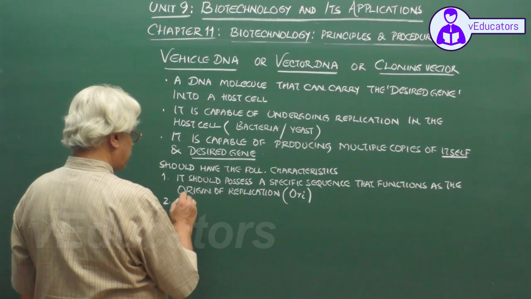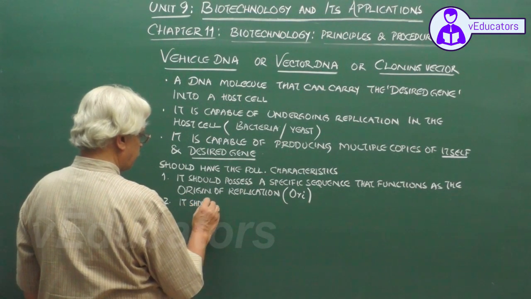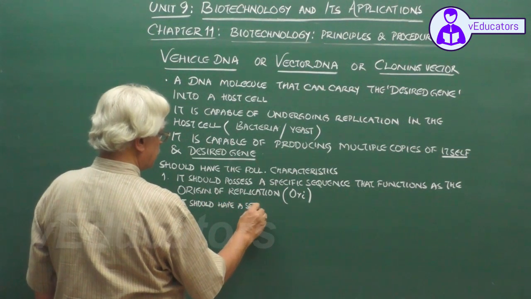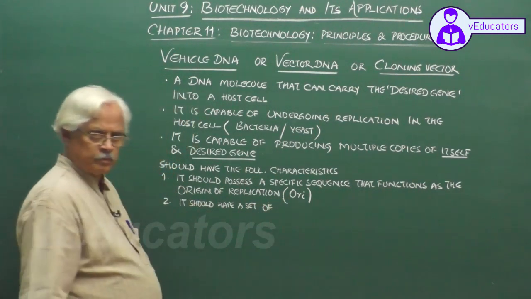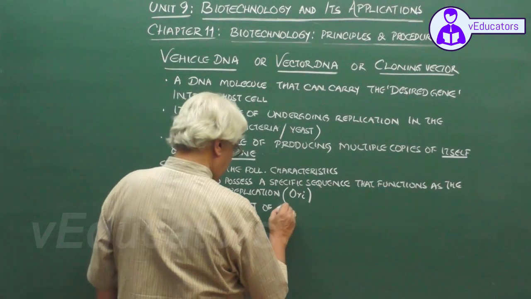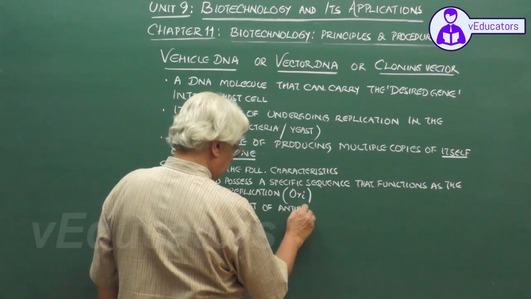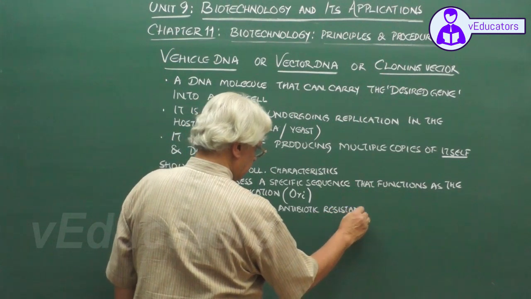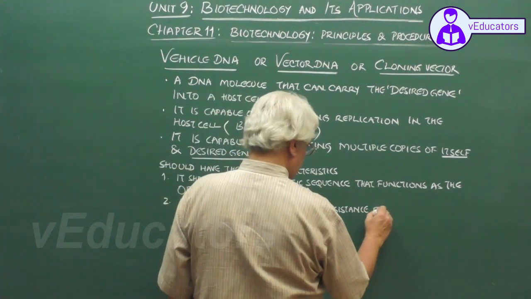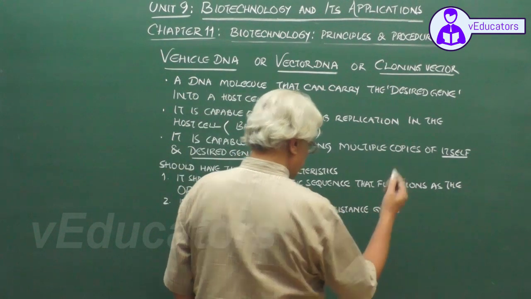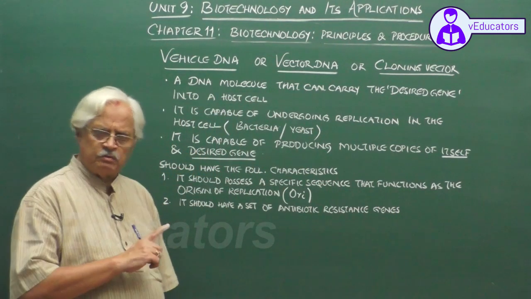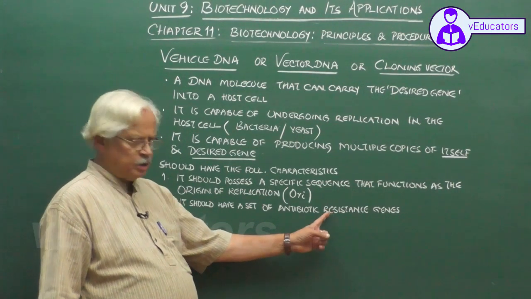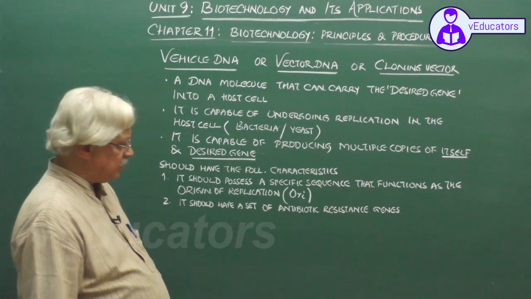Number two, it should have a set of antibiotic resistant genes. It would have a set of antibiotic resistant genes that are resistant to antibiotics like ampicillin, kanamycin and so on.